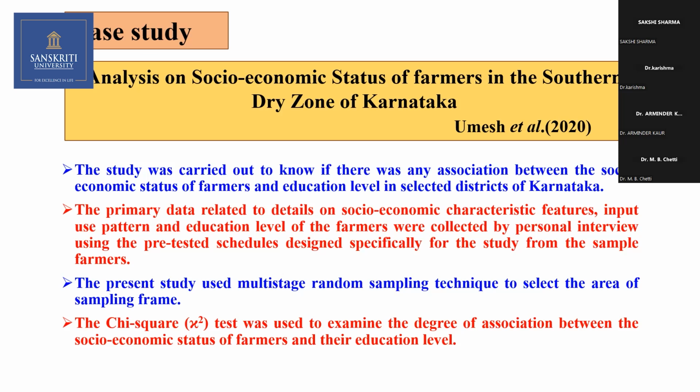Okay. Now, the study was carried out to know if there was any association between the socio-economic status of farmers and education level in selected districts of Karnataka. The primary data related to details on socio-economic characteristic features, input use pattern, and education level of the farmers was collected by personal interview using pre-tested schedules. You have to prepare the schedule and only then go for primary data collection. Multi-stage random sampling, meaning not one stage but a two-stage sampling, was used. And the chi-square test was used to examine the degree of association between the socio-economic status of farmers and their education level.